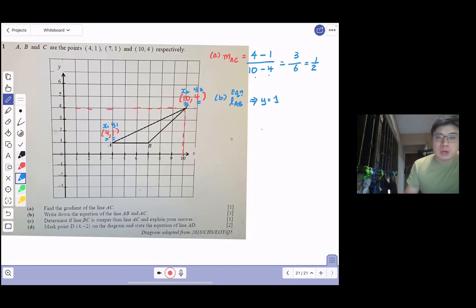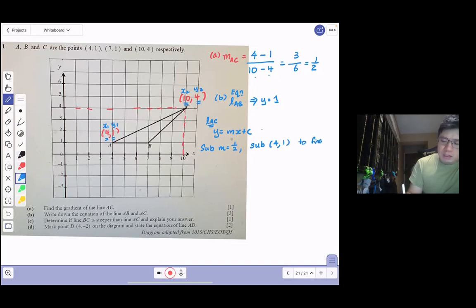What about the equation of line AC? For line AC, we need to find y equals mx plus c, so we need to find the m and the c. The m is just equal to half, so our job next is to find the c. To find the c, we need to substitute in a point. We substitute the gradient of half and a point. I'm just going to use the point (4, 1) to find my c.